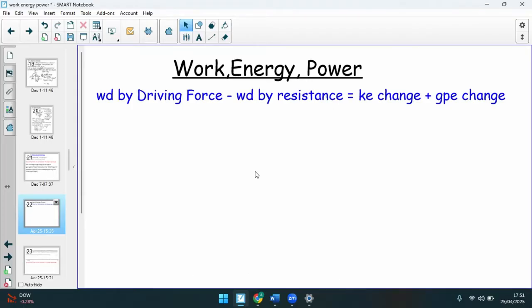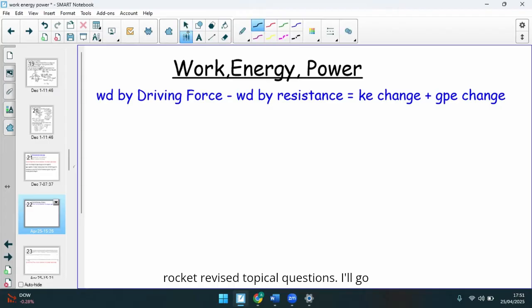Obviously very close to the exam and this topic is quite difficult, so I thought I'll do a quick one or two videos on this. What we'll try to do is mainly focus on the past paper questions from Rocket Revise. So I'll try to go through the formulas for the first few minutes, and then we'll go straight to the Rocket Revise topical questions. I'll go through those in detail and you can then try some on your own. So, work energy power.